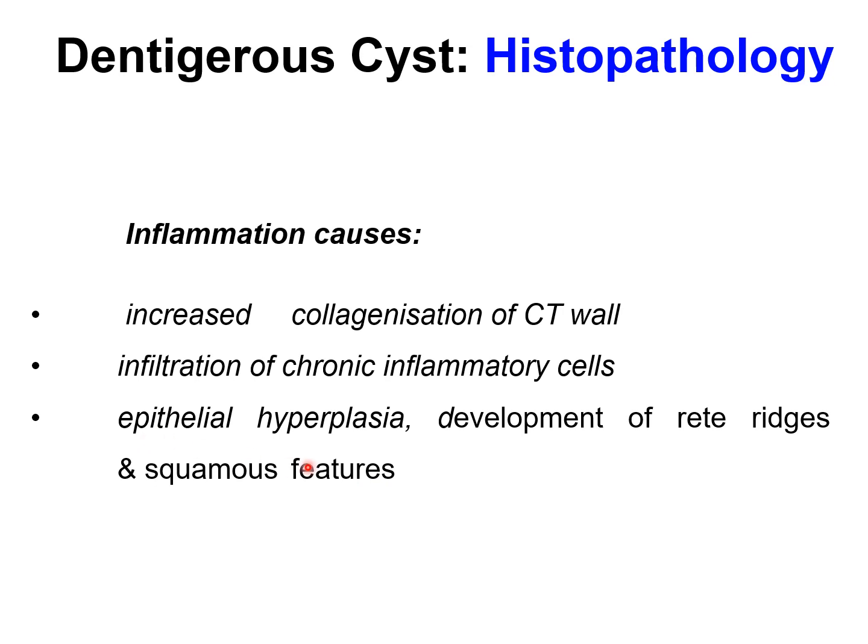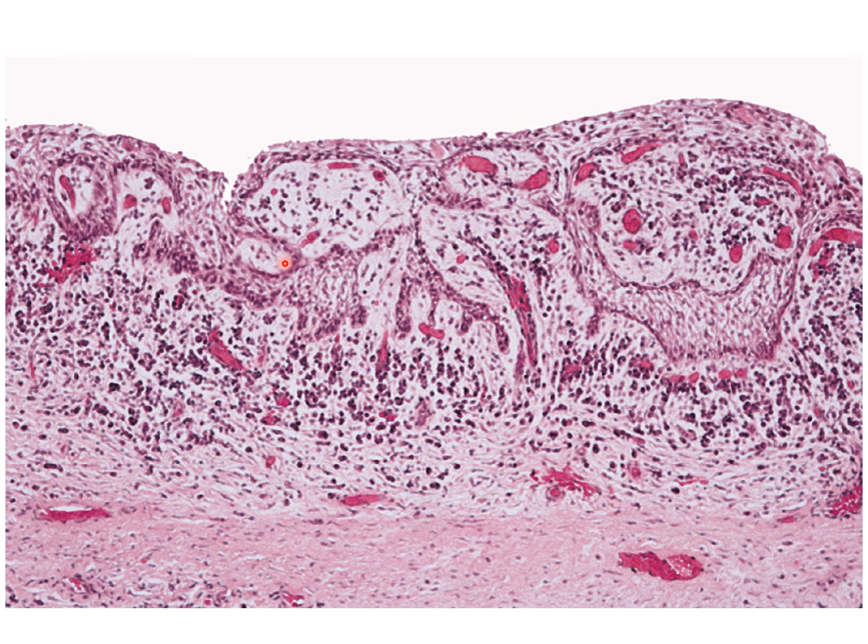of epithelial hyperplasia, development of rete ridges between the epithelial lining and the connective tissue wall, and also squamous features. So the cuboidal lining may change into squamous variety following inflammation in a dentigerous cyst, as we shall see in the next image. So this image shows an inflamed dentigerous cyst.